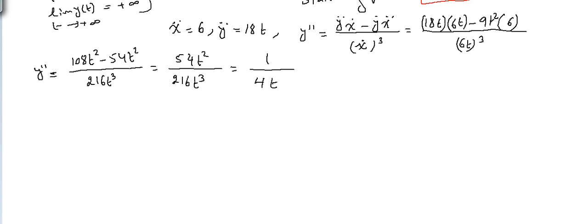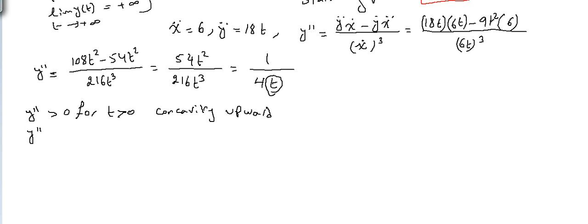T cannot be equal to 0 in this case, but the y second derivative is positive for t positive. If t is a positive number, 1 over 4t is positive, so the concavity is upwards for t positive, from 0 to positive infinity, open at 0. Y double prime is negative for t negative, so the concavity is downwards. Now we can directly draw.